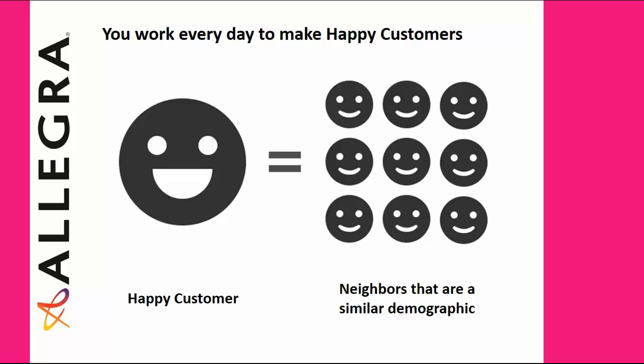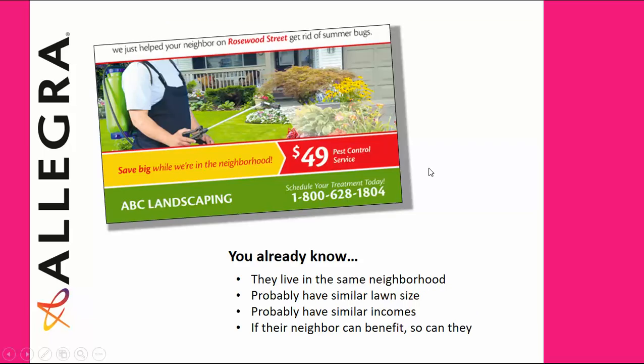So if you're a lawn care company, for instance, you know that any of the people that we pull in a radius around your existing client lives in the same neighborhood, probably has similar lawn size, probably has similar incomes. If their neighbor can benefit from your service, so can they.